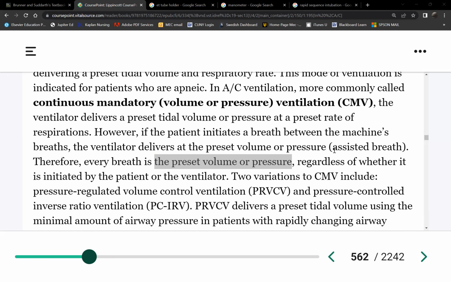If the rate is 12, every how many seconds? Every 5 seconds. So let's say this is 1, 2, 3, 4, 5. The patient will get another breath here, exactly 350. You follow? Another 5 seconds later, 1, 2, 3. Another 5 seconds.